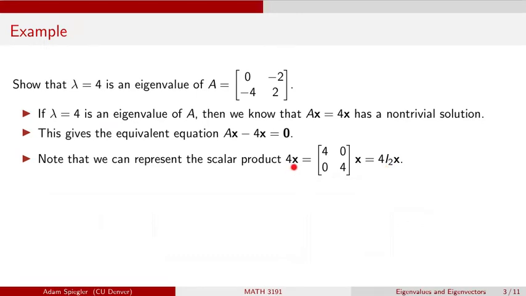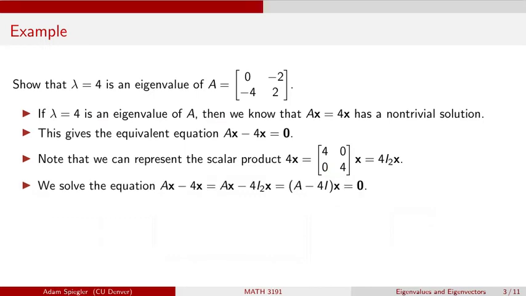Here I've put a subscript 2 to denote the 2 by 2 identity matrix. Again, multiplying x by the scalar 4 is the same thing as multiplying x by the diagonal matrix, which has 4s on the diagonal and 0s off the diagonal. And this is going to be convenient for trying to simplify this equation.